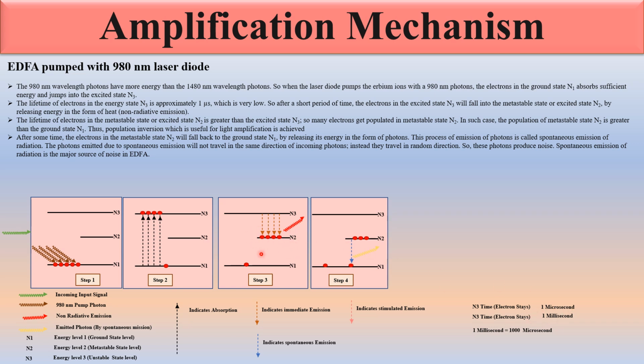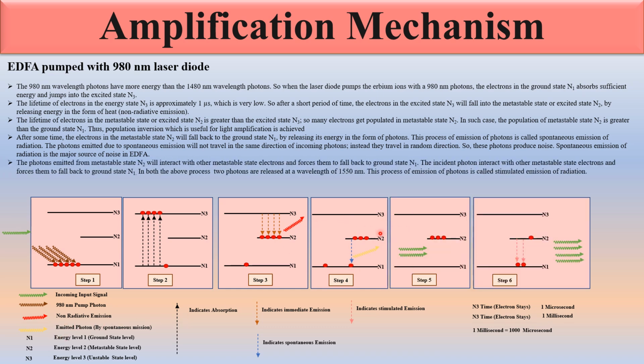So here the electrons get populated, and when an electron moves automatically from this N2 energy level, it emits a photon in a random direction. This is called the spontaneous emission. And when these electrons are interacted with by the incoming photon signal, this is called the stimulated emission, and it generates the photon which is identical in its energy, phase, and direction. So this is the amplification mechanism. The difference between 980 nanometer and 1480 nanometer is that 980 nanometer has three energy levels and 1480 has only two.